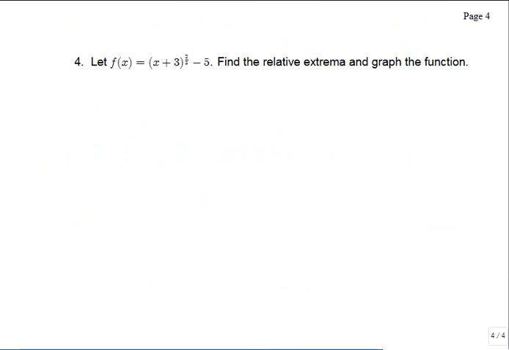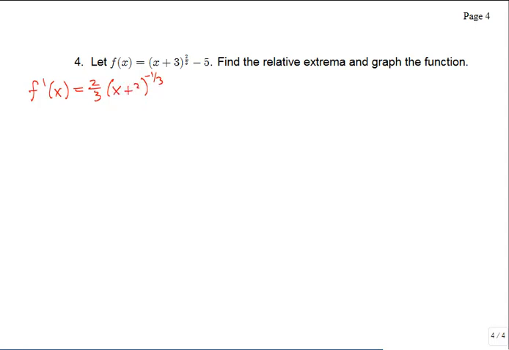Okay, this time we have the function (x plus 3) raised to the 2/3 minus 5. So we want to find the relative extrema and graph the function. So just like before, the first place to start is your derivative. And this is going to be a derivative that I can find using my chain rule. I have this outer power. So I'm going to bring down my 2/3, and I'm going to subtract 1 from the power, which will leave me with a negative 1/3 power.